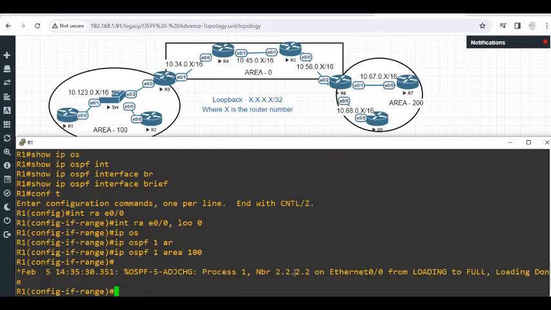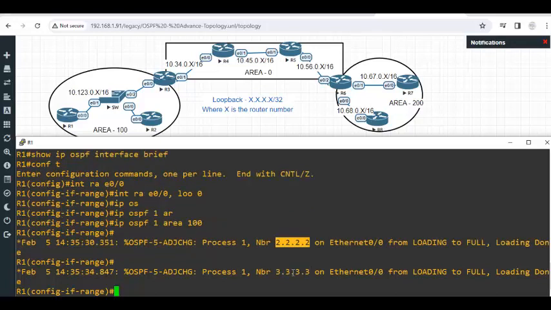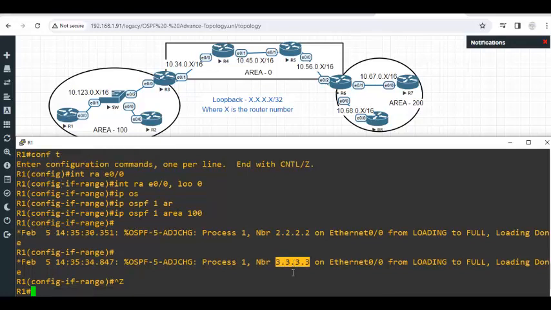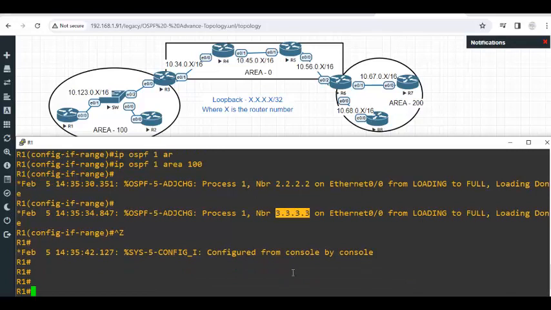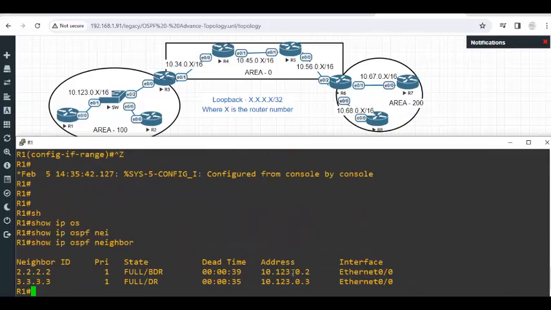Okay, router 2 has formed a neighbor. So router 1 has formed a neighbor with router 2, and router 1 has also formed a neighbor with router 3. Okay, now show ip ospf neighbors. I can see the one with the bigger router ID is the DR, which is router 3. The second biggest in this broadcast domain, the BDR, is router 2.